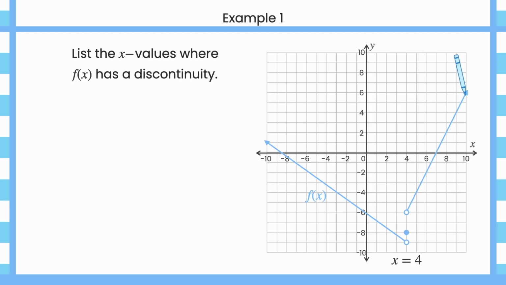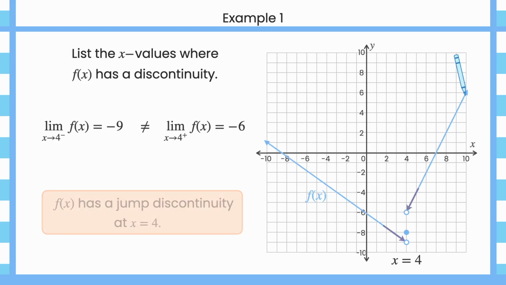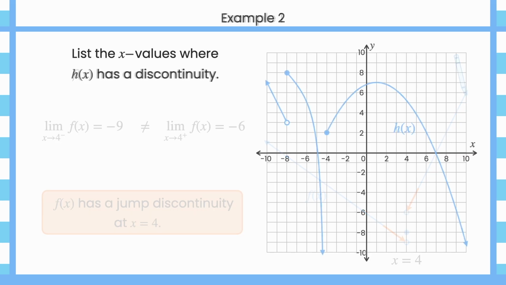We can confirm this by finding the left-hand and right-hand limits. As x approaches 4 from the left, the value of the function is approaching -9. As x approaches 4 from the right, the value of the function is approaching -6. Because the one-sided limits are not equal, the overall limit does not exist, and so we know that this is a jump discontinuity. Let's try another one.